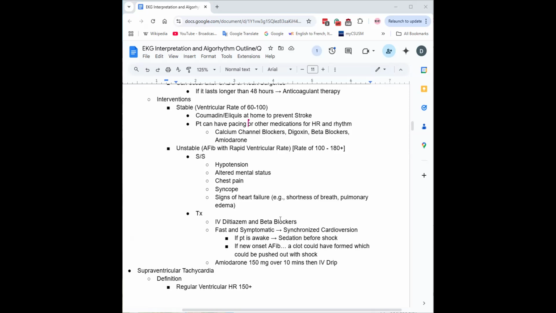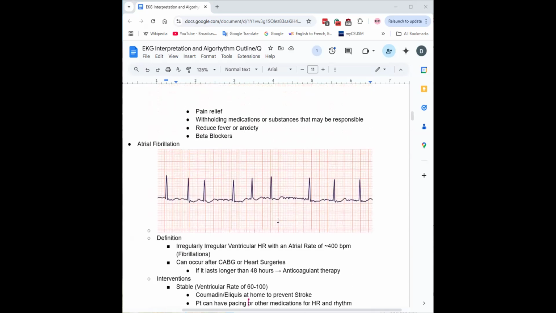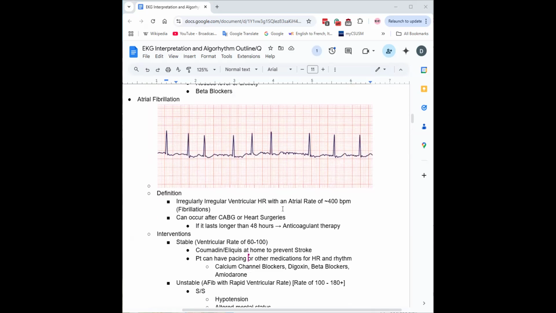Any questions on what's going on here with the AFib? The defining features of AFib are, of course, the fibrillating and an irregular R to R.